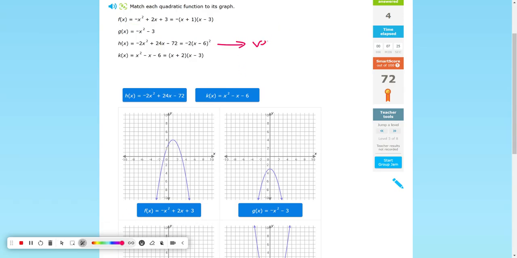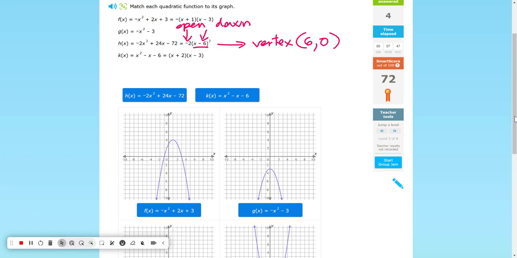You can see the vertex at h and k. Make sure you take the opposite. So +6. Nothing outside, so the k is 0. And this graph has to open down. You see the subtract 2 right there? Open down. Okay? So let's go and find that graph.